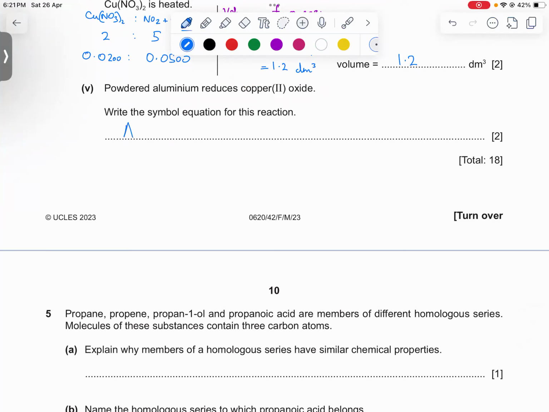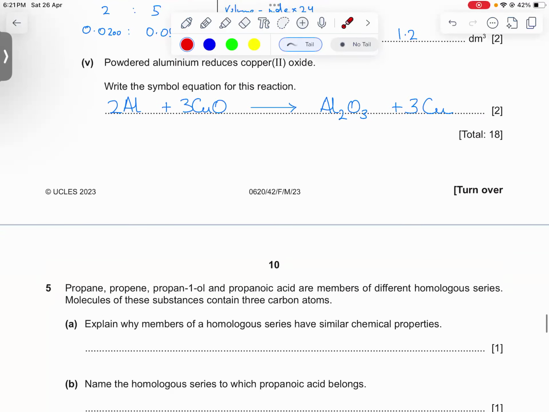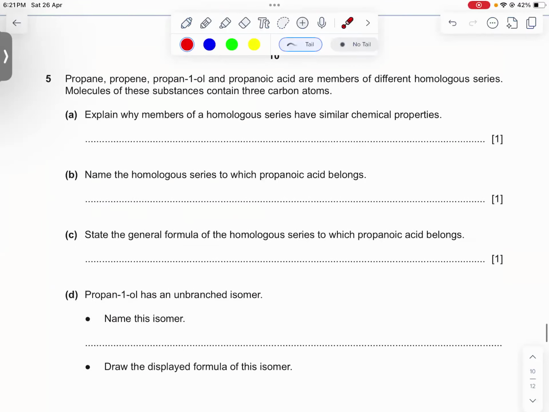So it's very simple. Aluminium reacts with copper oxide, CuO, and it produces obviously aluminium oxide. Aluminium oxide is Al2O3, and this is copper. To balance the equation, we put a 3 over here and a 2 over here and a 3 over here. All right, everything is balanced now. We did not have to put state symbols for it.